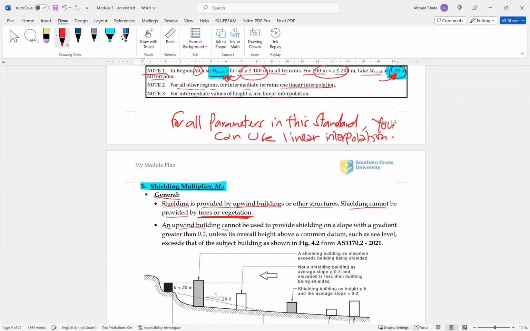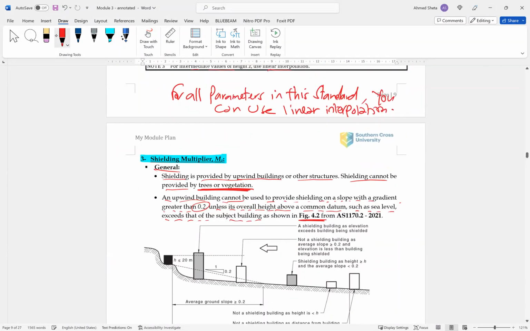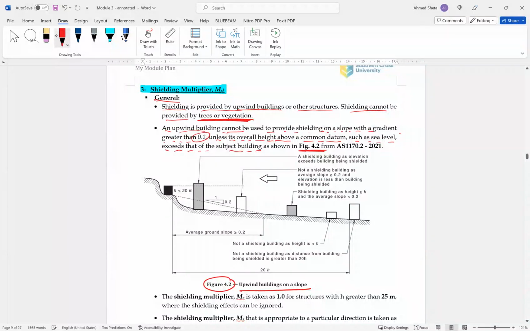An upwind building cannot be used to provide shielding on a slope with a gradient greater than 0.2, unless its overall height above a common datum such as sea level exceeds that of the subject building, as shown in figure 4.2. If we look at this figure, depending on a slope. So if this is our wind direction, and this our building, this building can do shielding, but I think these are not.